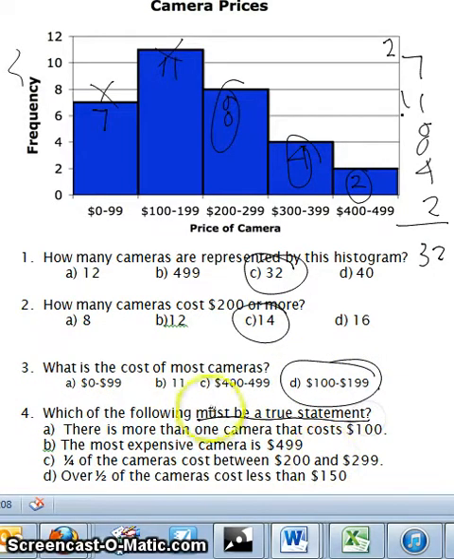Number 4, which of the following must be a true statement? You've got to be careful with these. Must be true. Not just possibly true, but must be true. Let's look at each choice. Letter A, there is more than one camera that costs $100. Well, I see that there are 11 cameras that cost between $100 and $199, but I don't even know if any of them cost $100. It's possible that none of them do. They all cost maybe $150, or they all have different costs, but not $100. I don't know how much these cameras cost, just that they're in this range. So this is possible, but it is not definitely true. So it's not going to be this one.